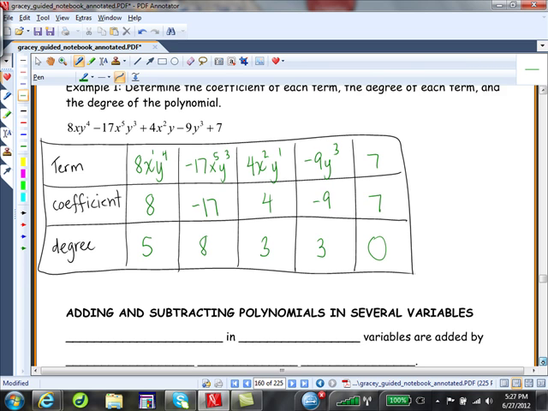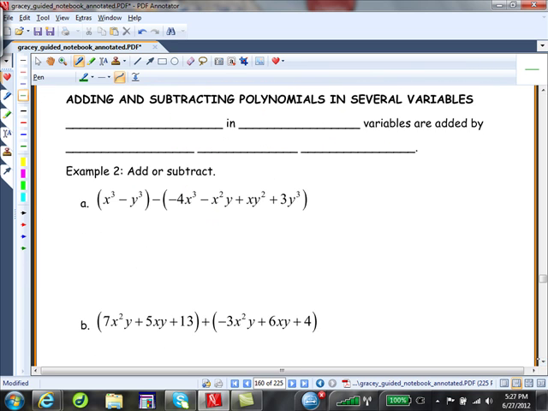Alrighty, adding and subtracting polynomials in several variables. Polynomials in several variables are added by, what do you think? Good, combining like terms.